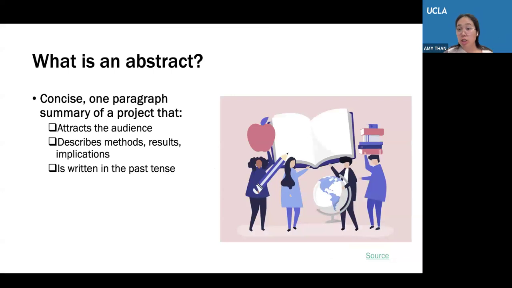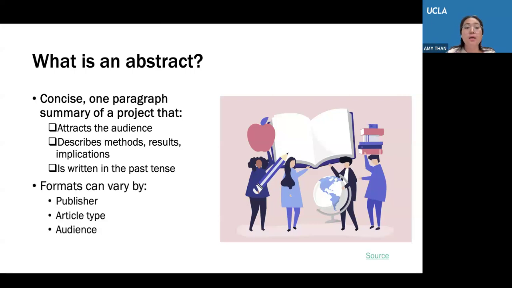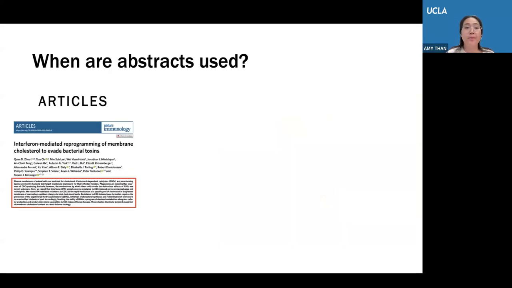The structure of an abstract generally is one concise paragraph. It's a summary that attracts the audience and describes methods, results, and implications of your work. It's also written in past tense because at the time of submission, you should have already done the work, gotten some preliminary data, and are now interested in sharing it at a presentation or in the form of a poster. The formats may vary, as I mentioned, based on the publisher, the type of article, and the type of audience that you're writing it for.